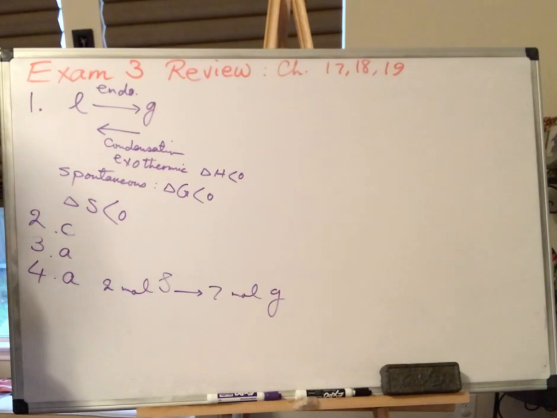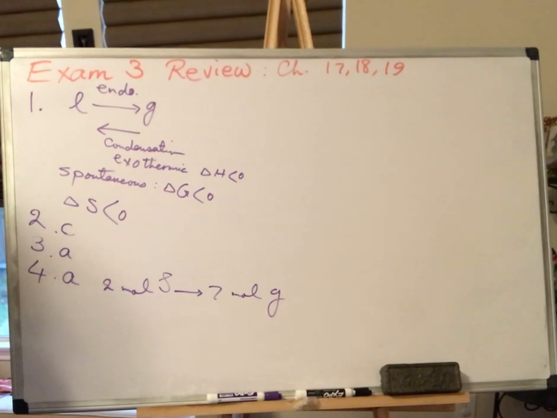For B, it's less, it goes from 3 moles of gas to 2 moles of gas. For C, it's going to be the least, because it's going from 2 moles of gas to no moles of gas. And D is going from liquid to solid, so delta S is going to be negative. And for E, it's going from 1 mole of gas to 2 moles of gas. So for A, we have the most delta S positive.